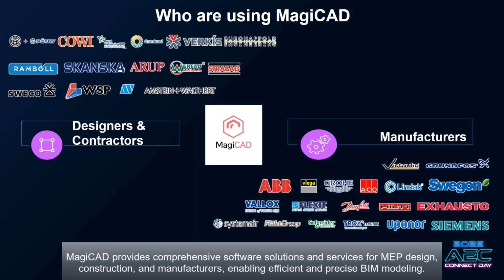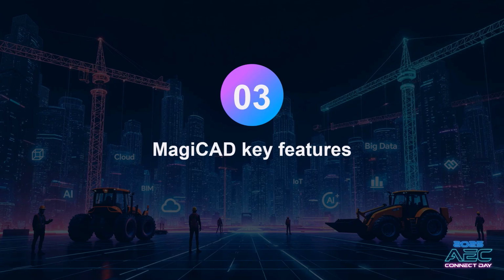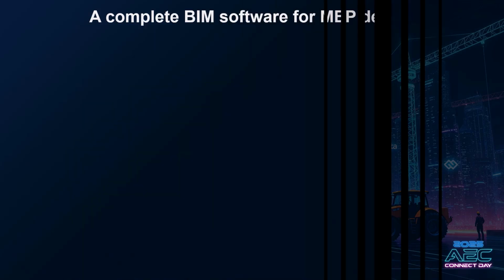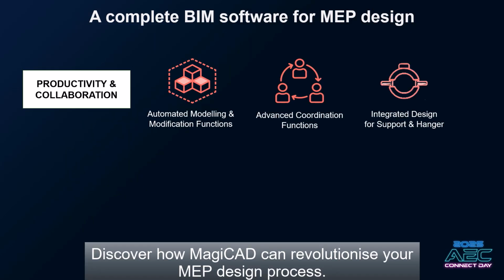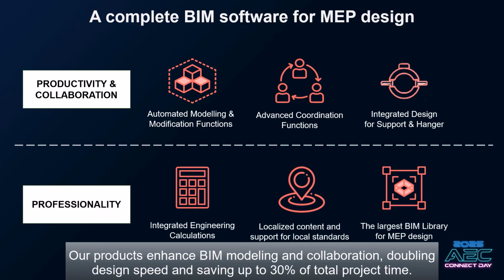MagiCAD provides comprehensive software solutions and services for MEP design, construction, and manufacturers, enabling efficient and precise BIM modeling. Discover how MagiCAD can revolutionize your MEP design process. Our products enhance BIM modeling and collaboration, doubling design speed and saving up to 30% of total project time.